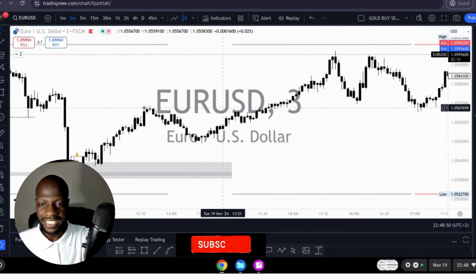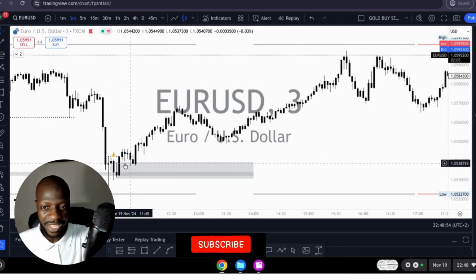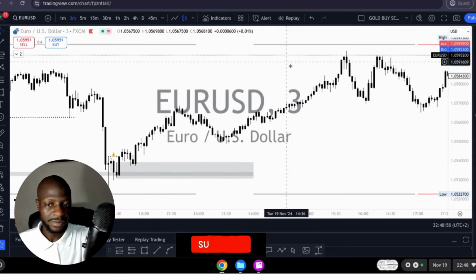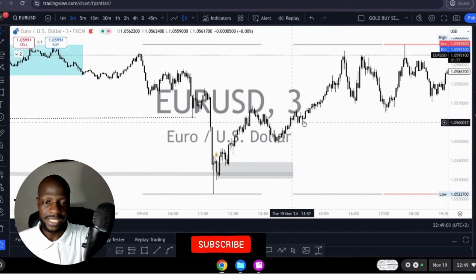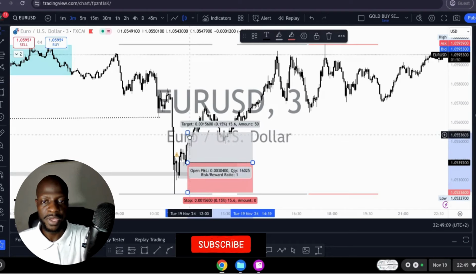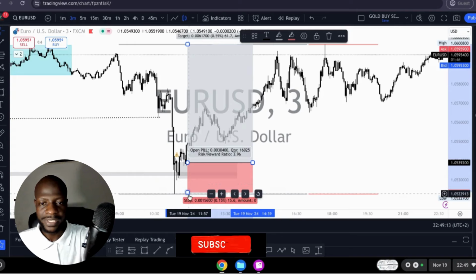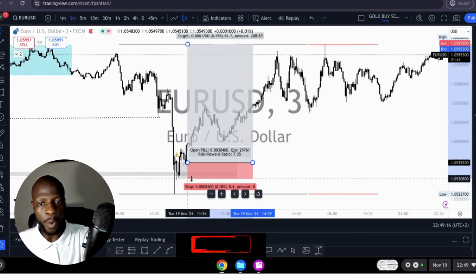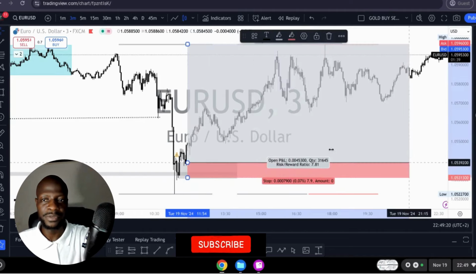The market, after taking out the liquidity, came to this level and tapped into your zone, and then went to the upside as predicted. You can see that the market did exactly that. And what are we going to do? Your entry was going to be here, your target there, your stop loss just here on the low right here. So your stop loss would have been there. And then your target is going to be on top there.